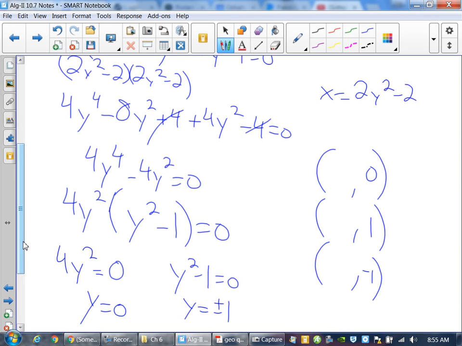Okay. So if I substitute in for y at 0, what's 0 squared? 0. What's 0 times 2? 0. What's 0 minus 2? Negative 2. What's 1 squared? 1. What's 1 times 2? 2. What's 2 minus 2? 0. What's negative 1 squared? 1. What's 1 times 2? 2. What's 2 minus 2? 0.